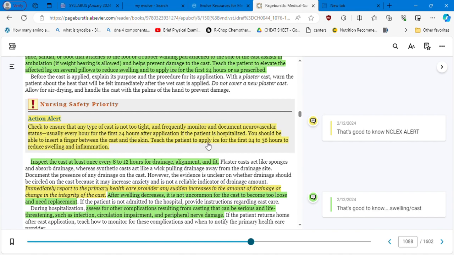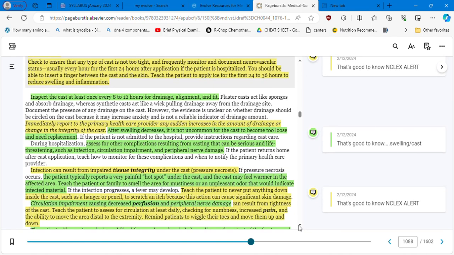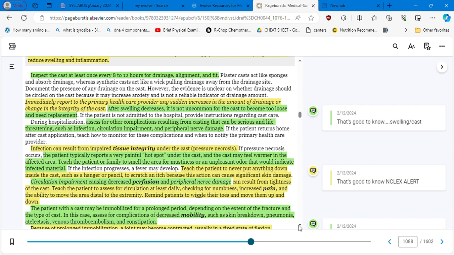After application, if the patient is hospitalized, you should be able to insert a finger between the cast and the skin. Okay, that's good to know. Teach the patient to apply ice for the first 24 to 36 hours to reduce swelling and inflammation. Inspect the cast at least once every 8 to 12 hours for drainage, alignment, and feel. And here comes another that's good to know.